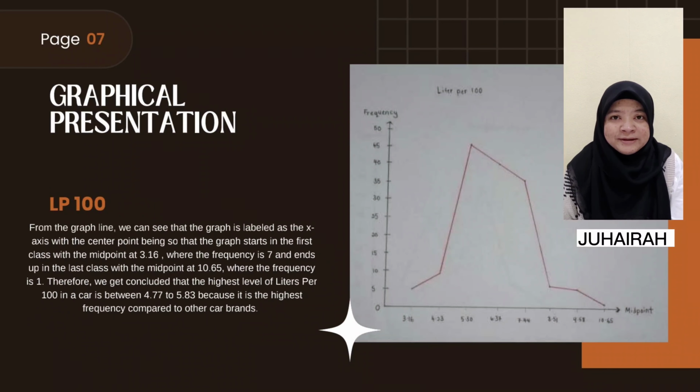Liter per 100. From the graph line, we can see that the graph is labeled on the x-axis with the center point, so that the graph starts in the first class with the midpoint at 3.16, where the frequency is 7, and ends up in the last class with the midpoint 10.65, where the frequency is 1. Therefore, we can conclude that the highest level of liter per 100 in a car is between 4.77 to 5.83 because it is the highest frequency compared to other car brands.